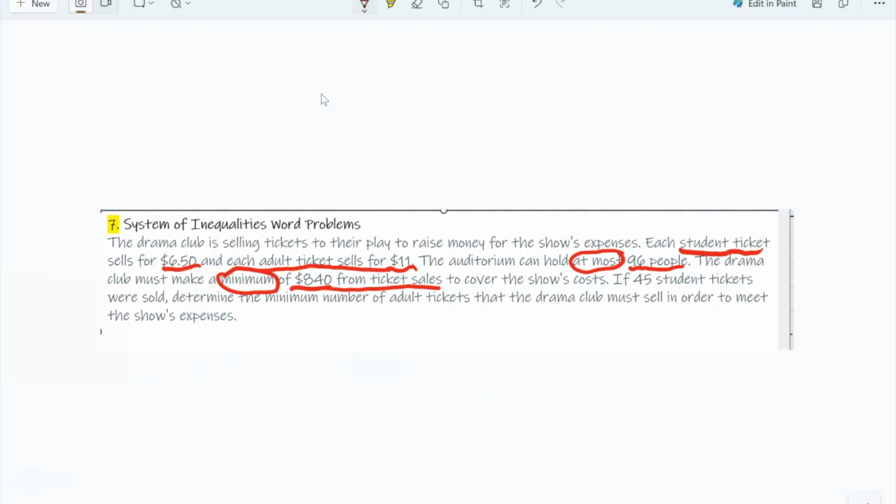This is a two-part problem. Basically, they're trying to make sure that you can write it, you can graph it, and then you can find a solution. So we're going to do all three things. So let's start by writing it. So I got 6.50, and they don't tell me how to define it, so it doesn't matter. So I got 6.50, what is that? Student tickets. So S. So 6.50S plus 11, and that's an adult ticket, so A. And now I need to know what else goes with money. So money, money, money right here, 840.